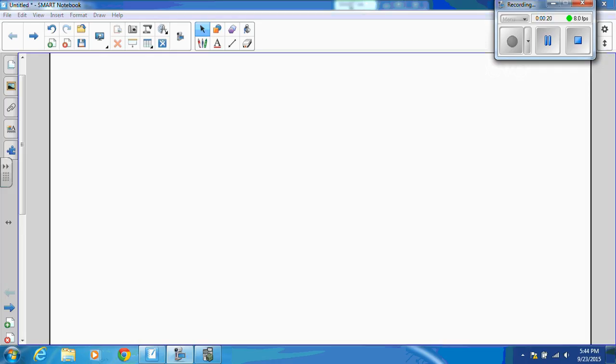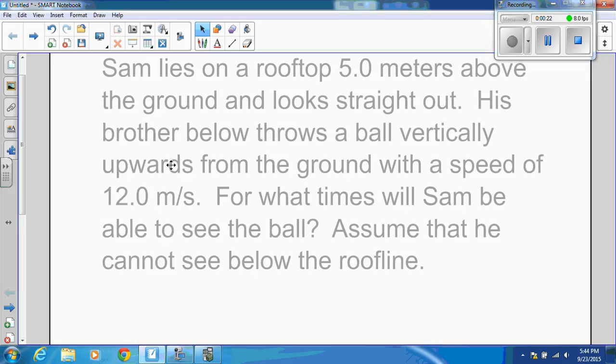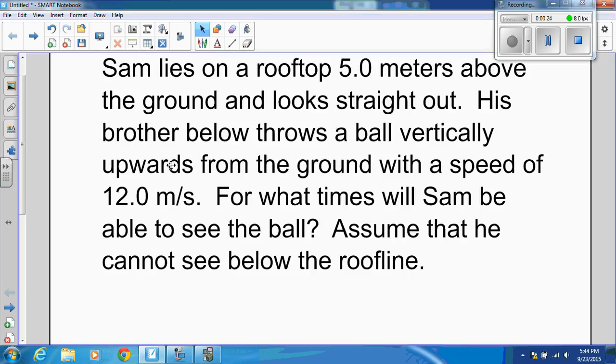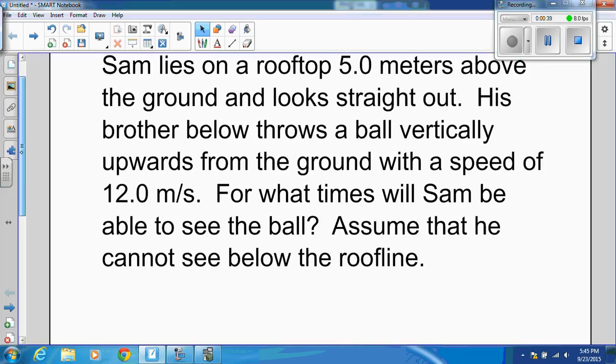So to get there, I'd like to consider this interesting problem. Sam lies on a rooftop 5.0 meters above the ground and looks straight out. His brother below throws a ball vertically upwards from the ground with a speed of 12.0 meters per second. For what times will Sam be able to see the ball? Assume that he cannot see below the roof line.